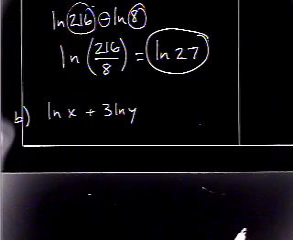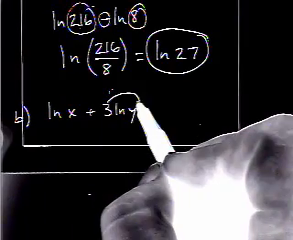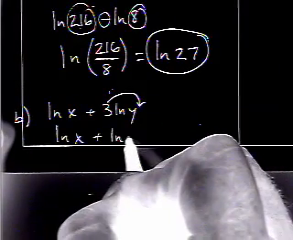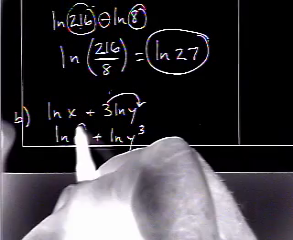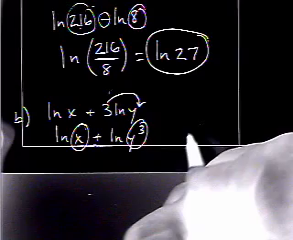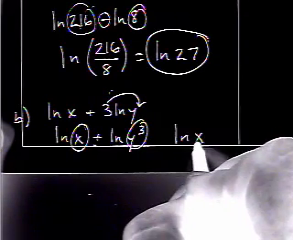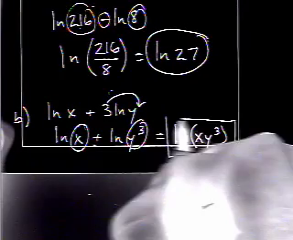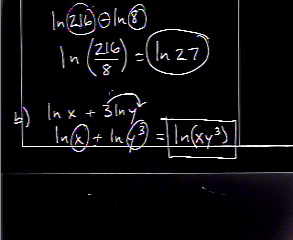Like I said, all the same properties hold true. We're still going to bring that up here and make this the natural log of x plus the natural log of y to the third. Because this is addition, I am going to multiply the x and the y cubed. So I can write it as a single logarithm.